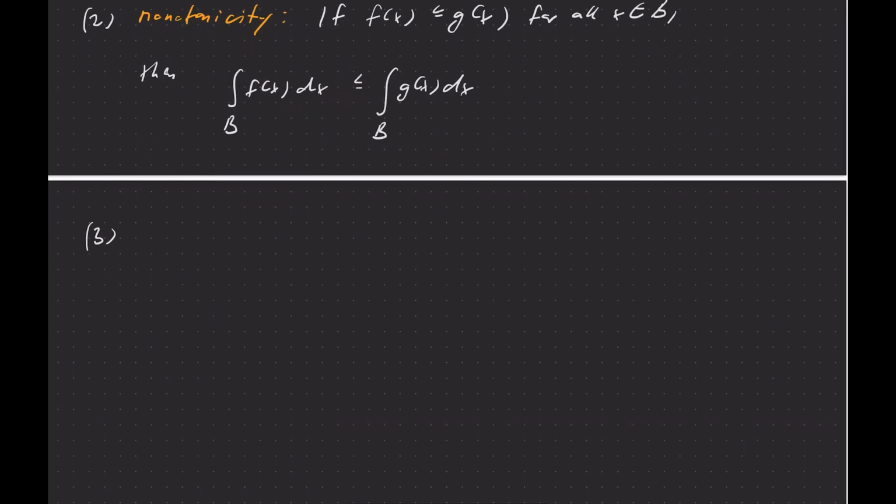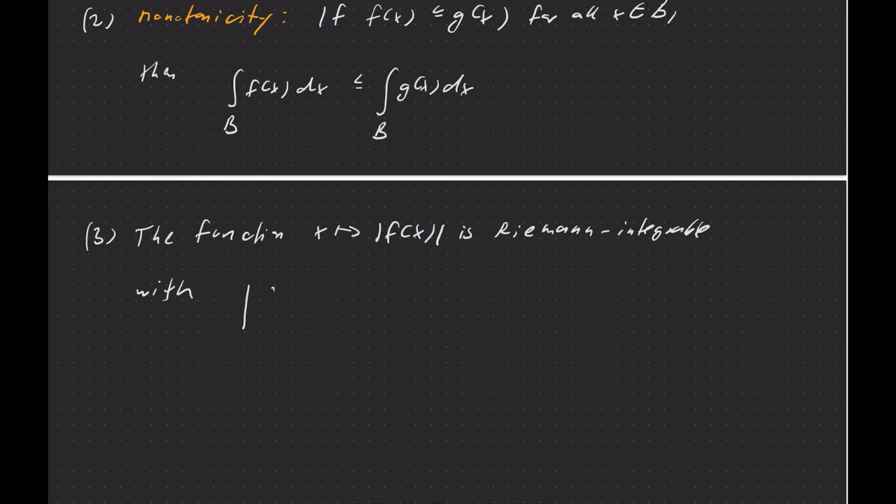The third property is a relation about the absolute value of a function that says if a function f is Riemann integrable, then so is its absolute value. So the function x maps to absolute value of f of x is Riemann integrable with the following relation: the absolute value of the integral of f of x dx over B is less or equal to the integral over the absolute value of f of x dx over B. Again, something that is familiar from one-dimensional theory.